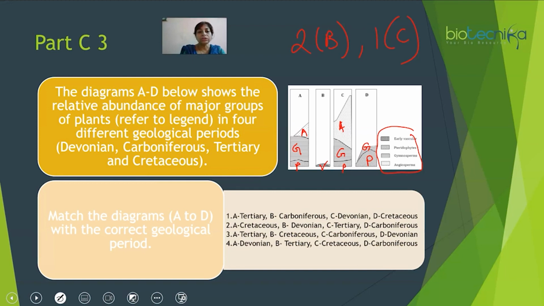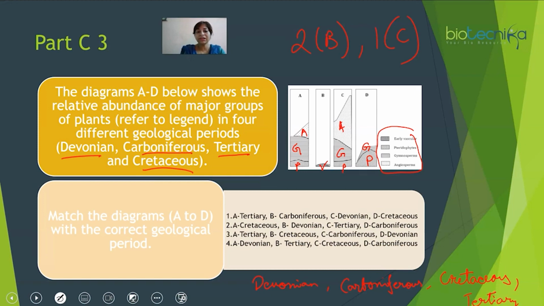Now the periods that are given to us. The best approach is to arrange them in order first. So Devonian happened first, then came Carboniferous, then came Cretaceous, then came Tertiary.